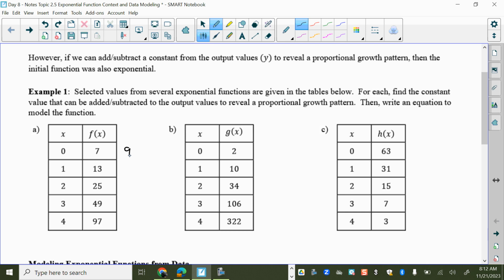Don't write this down. What if I add 2 to this? I would get 15, 47. So is that a pattern now? Is that like a multiplying pattern now? No, it's not, right? It's wrong. So, all right. What if I just add 1 and I get 8, and this is now 14, and that's 26? Is that a multiplying pattern that you notice? No. So what if I take away 1? 6, 12, what would this one be? Oh, you see it? Now it's multiplying by 2.